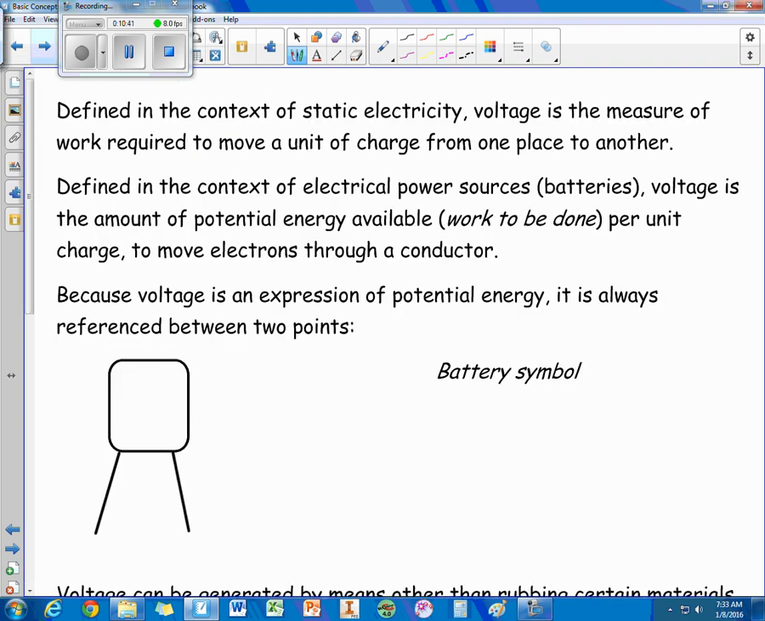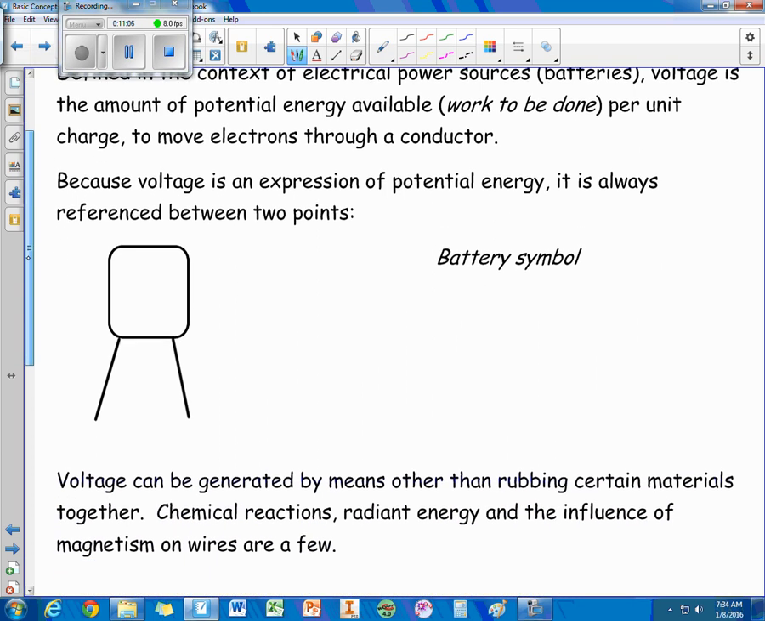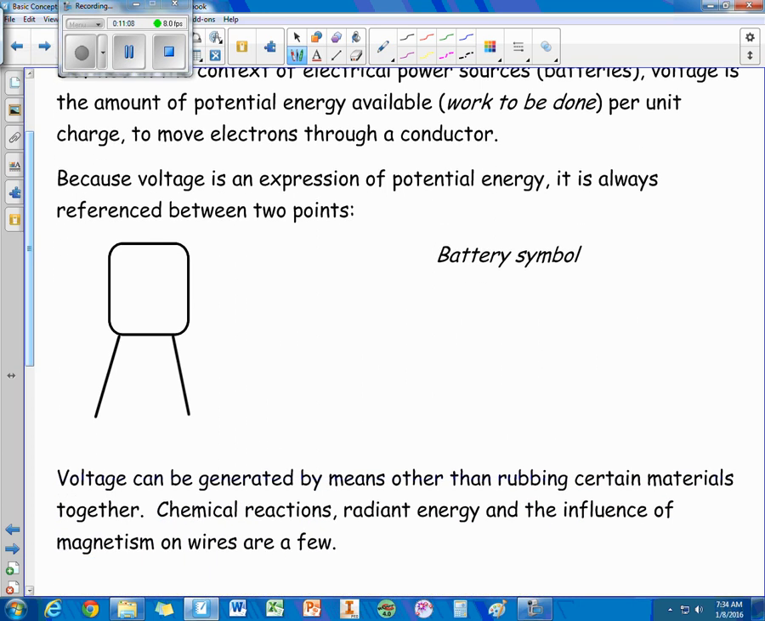Now, defined in the context of static electricity, voltage is a measurement of the work required to move a unit charge from one place to another. Defined in the context of electrical power sources such as batteries or generators, voltage is the amount of potential energy available per unit charge, so work to be done to move the electrons through a conductor. Now, because voltage is expressed in terms of potential energy, we always refer to it between two different points.